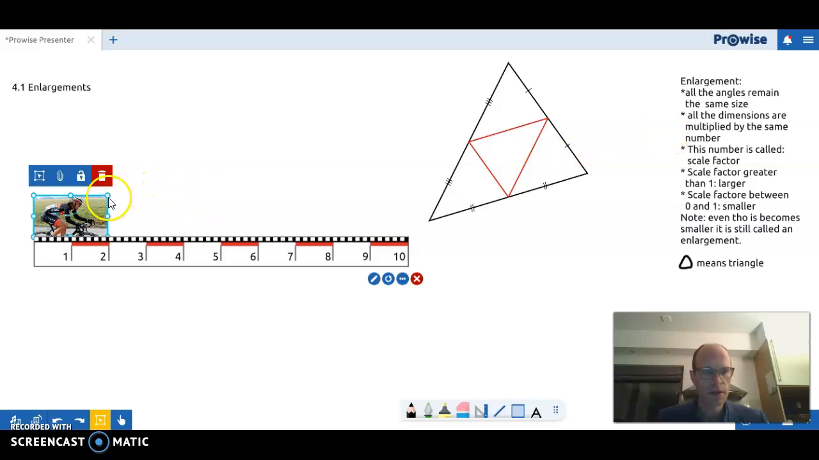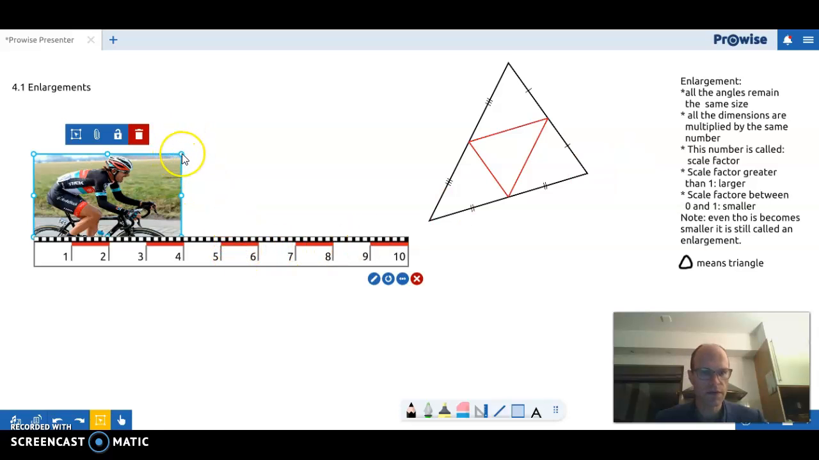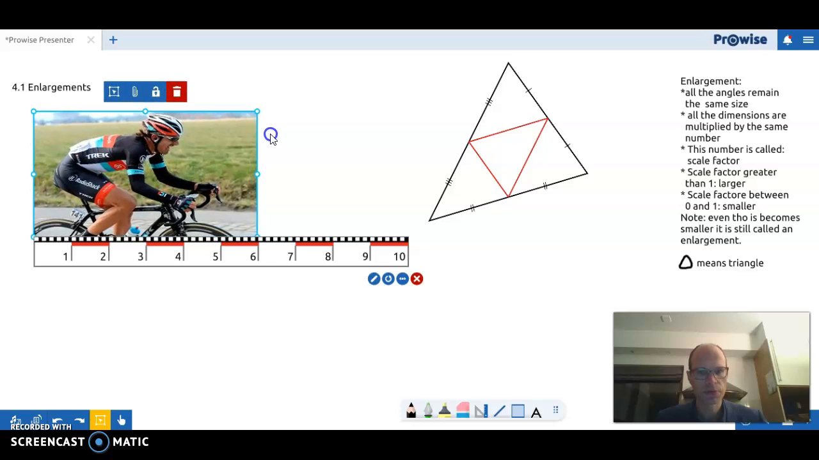I spent lots of time talking about enlargements. You can see the notes over here. I'm going to skip the first one, but the second one: if we have an enlargement, all the dimensions, so the length and the height, are multiplied by the same number. If that's the case, then we have an enlargement. And that number is called the scale factor. So right now, if you go from 4 to 6, it becomes 1.5 times as great, so I need to multiply 4 by 1.5 to get to 6. So the scale factor is then 1.5.